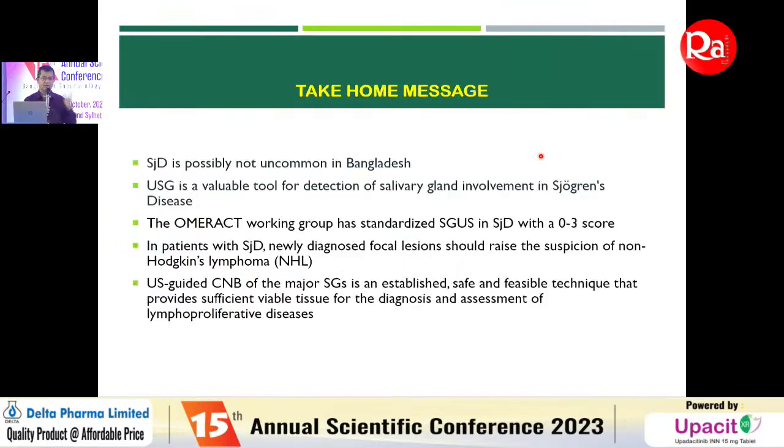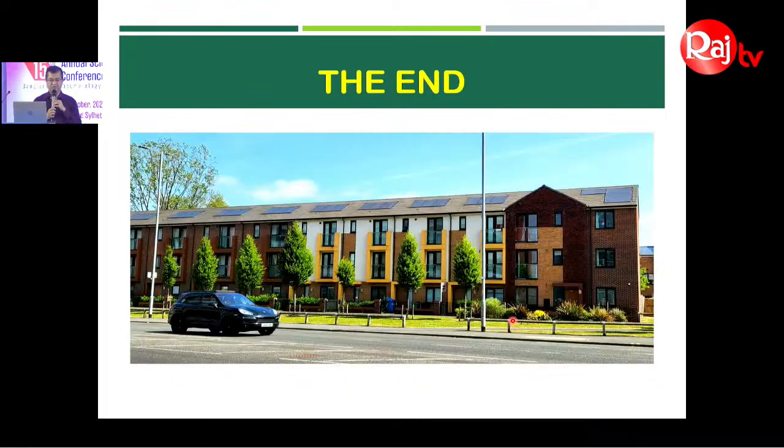So this is my last slide, and in this slide I think that Sjogren's disease is not uncommon in Bangladesh. Ultrasonography is a valuable tool because most of the patients seem to be seronegative in our country, to identify Sjogren's disease, and the OMERACT working group scale of 0 to 3 is a good tool for identifying Sjogren's disease. If a patient scores 2 out of 0 to 3 in any gland, that is suggestive of Sjogren's disease, and we can perform the core needle biopsy with this tool. So thank you everybody for your patience.